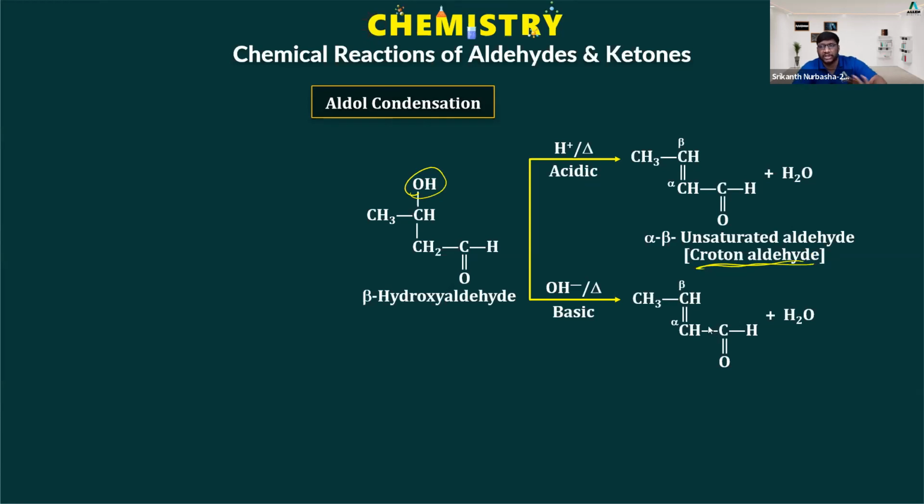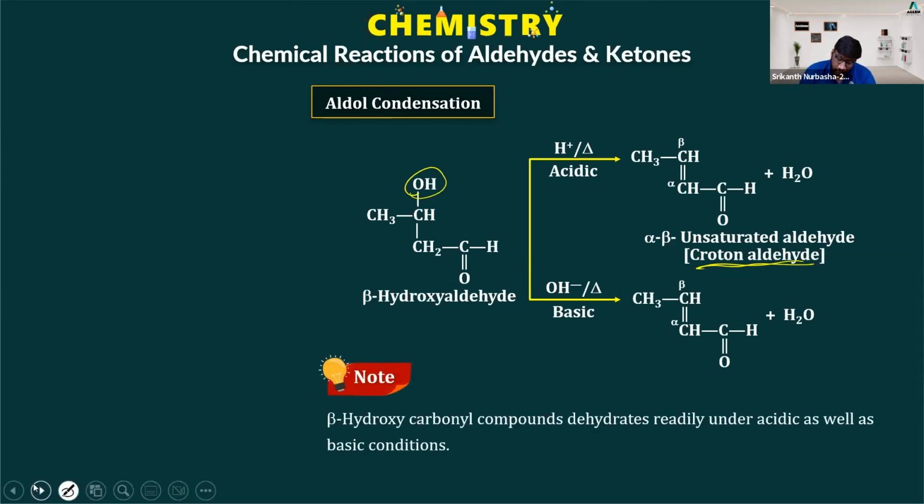Just dilute NaOH means you should stop at the beta hydroxyaldehyde or beta hydroxy ketone. But if heating is mentioned, you have to do the elimination and form a double bond, and that double bond has to be in conjugation with the C double bond O group. Right? And the shortcut you can mention: beta hydroxy carbonyl compounds dehydrate readily under acidic as well as basic conditions. Dehydration is easy because the C double bond C is in conjugation with C double bond O.